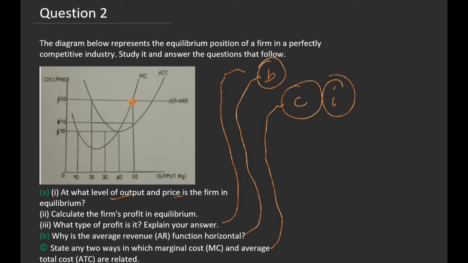Number 3: when marginal cost is greater than average total cost, it means that average total cost is rising. Take note of all that. Okay, that is all for question 2.